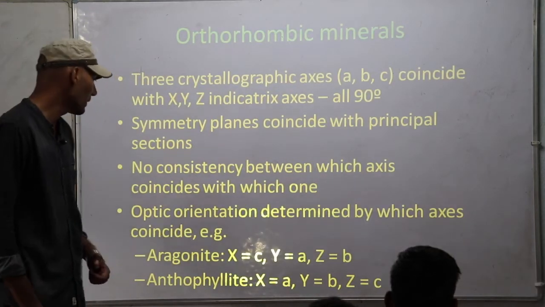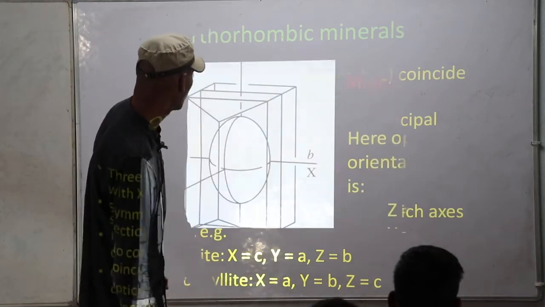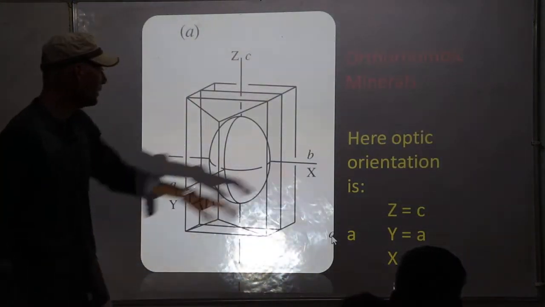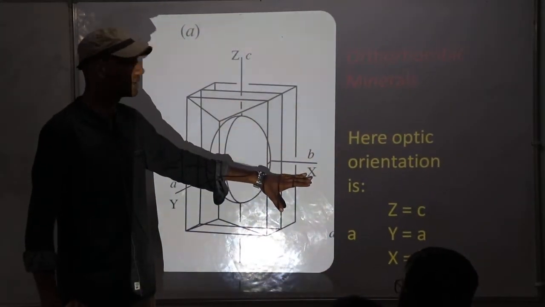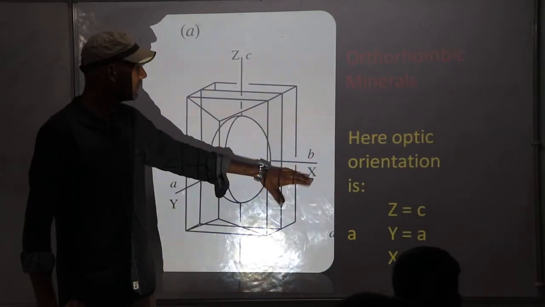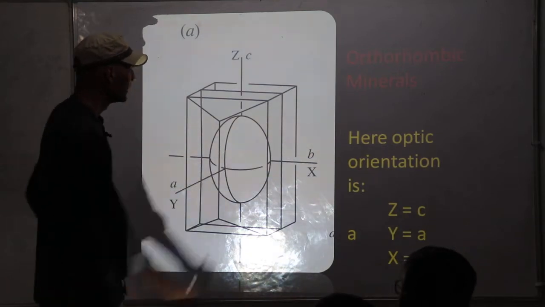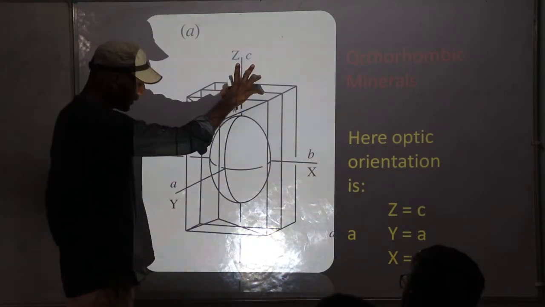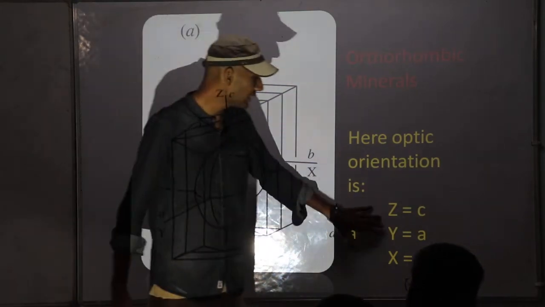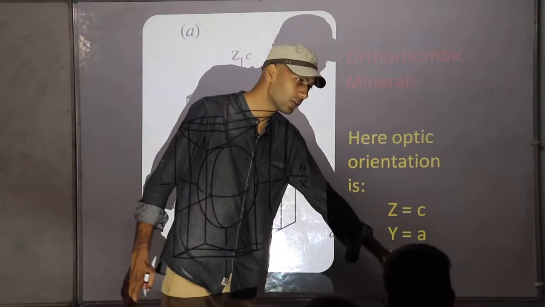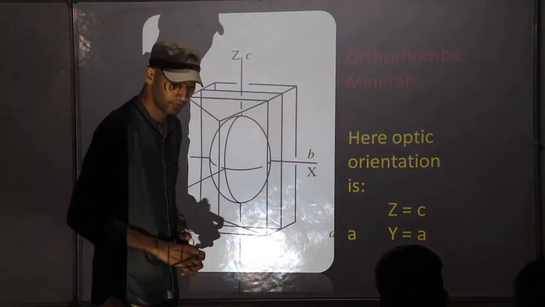So talking about the orthorhombic system, there are three crystallographic axes I have already told. So let's move to the figure. You can see here, if X is the vibration direction or indicatrix axis, and X coincides with the B crystallographic axis, then obviously Z will coincide with C, and A will coincide with Y. So you can see Z equals C, Y equals A, and X equals B here for the orthorhombic system.